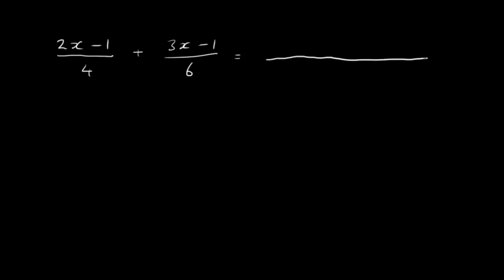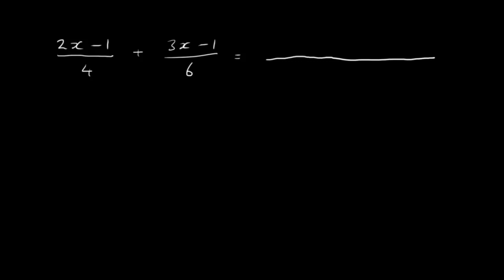Okay, let's have a look at another one. Let's take 2x minus 1, and we'll put a 4 on the bottom here, I think. And we'll add these two again, 3x minus 1 here, and we put a 6 on the bottom here. Okay, so again, let's have a look at our two fractions. I'm just going to do one line here at this stage.